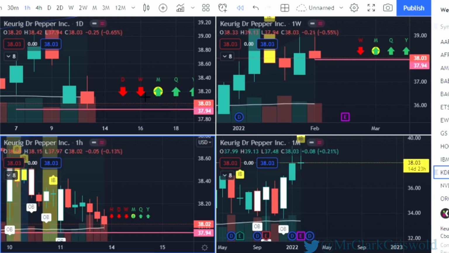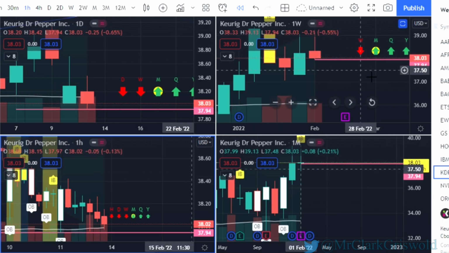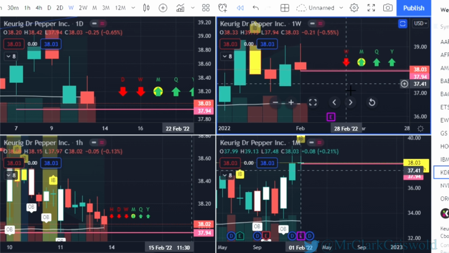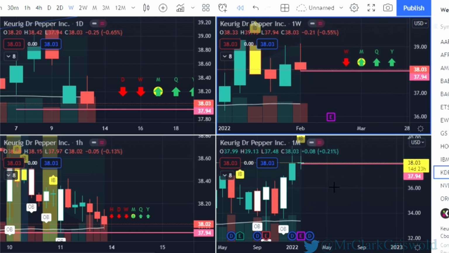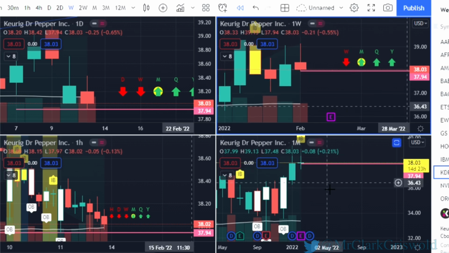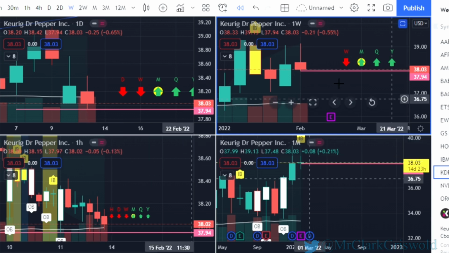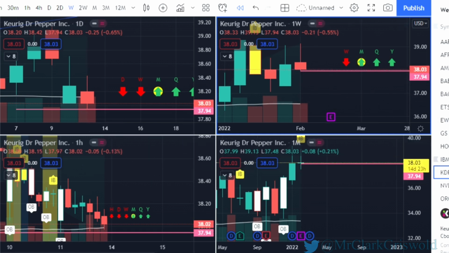KDP, Keurig Dr. Pepper, we've got another reversal here. Puts at 37.94, another inside bar on the month, so you're going to watch out for that chop, but that's where you would enter here.